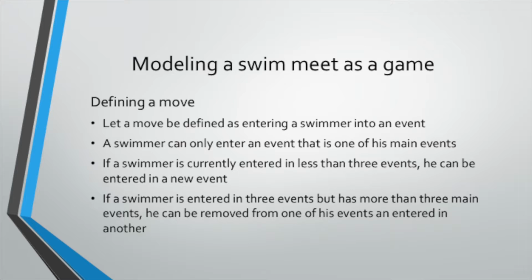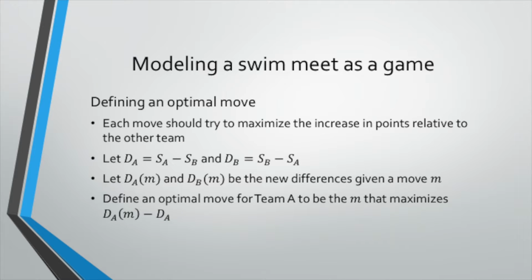At this point, it becomes important to define what a move is in the game itself. We can let a move be defined as entering a swimmer into an event. A swimmer can only enter an event that is one of his main events. If a swimmer is currently entered in less than 3 events, he can be entered in a new event that is one of his main events. If a swimmer is entered in 3 events already but has more than 3 main events, he can be removed from one of those events in place of another one of his main events.